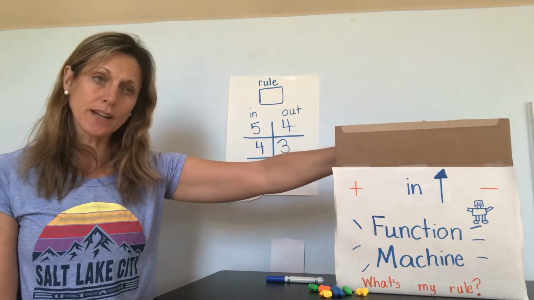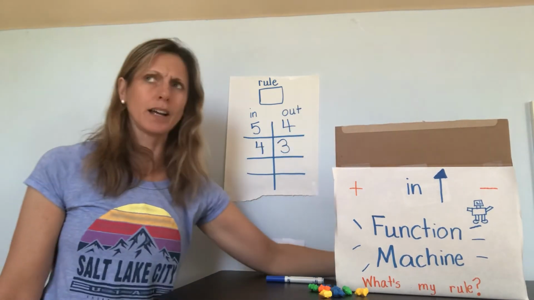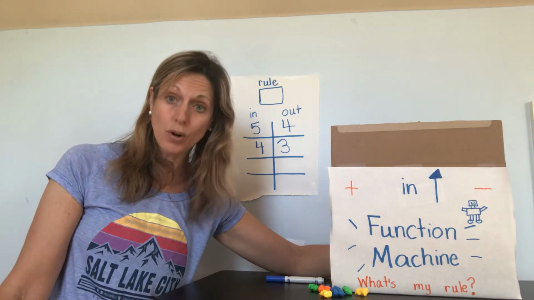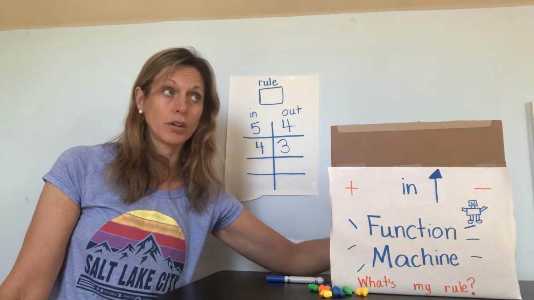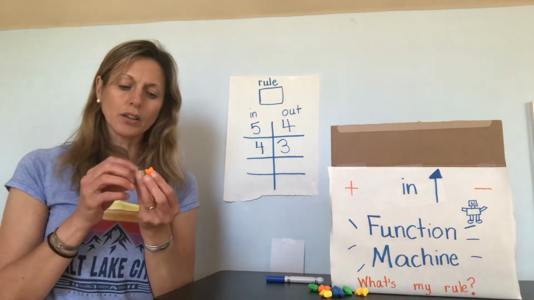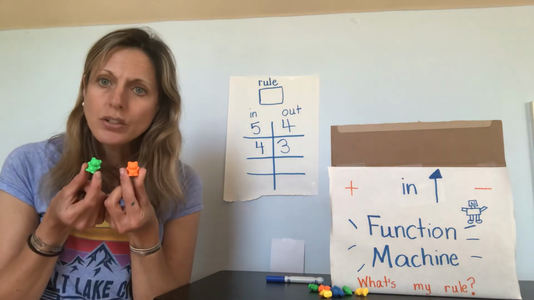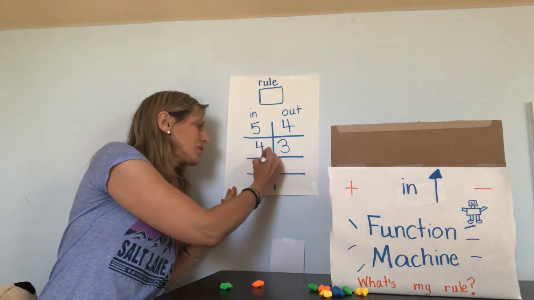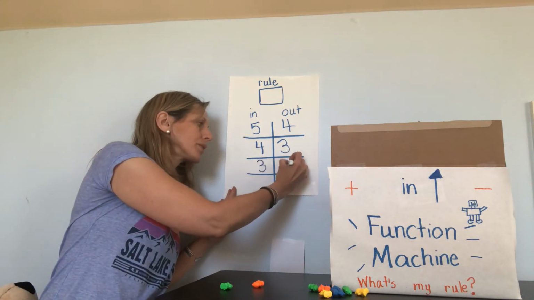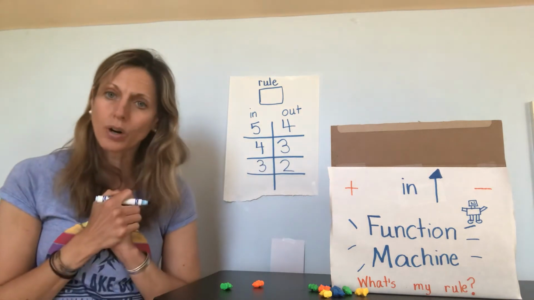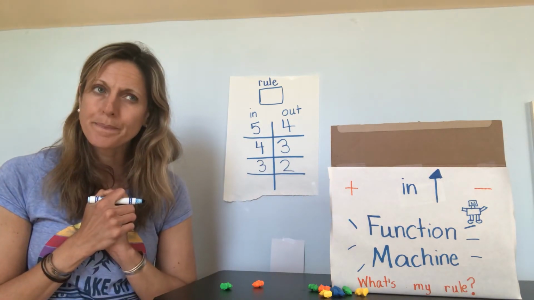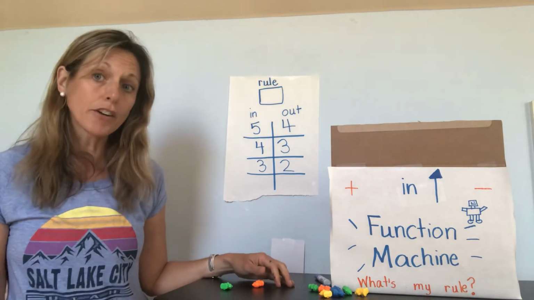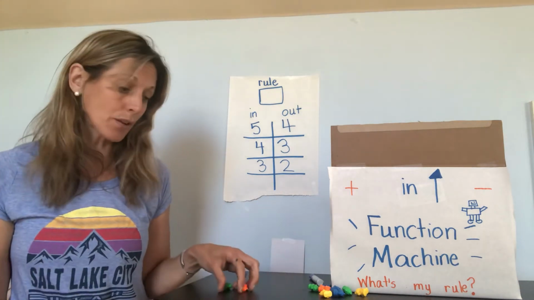3 bears go in. How many bears will come out? Do you think you know? If you know how many, you might know the rule. 3 bears went in. Look what came out, friends. 2. In was 3. Out is 2. All right, one more time, one more space, and then we're going to try to really think with our math brain to get the rule.